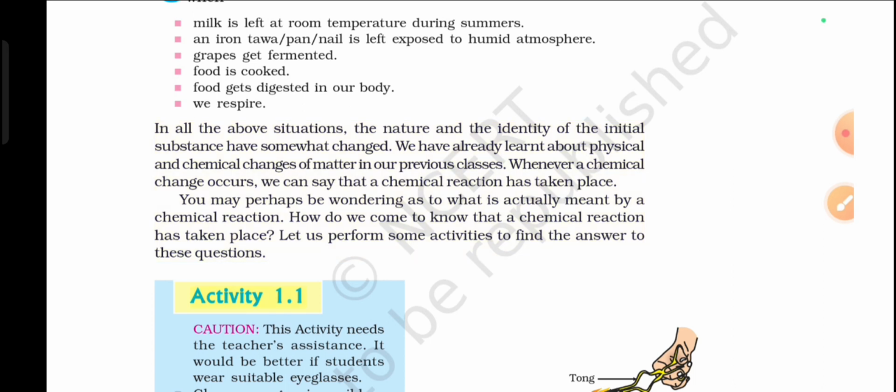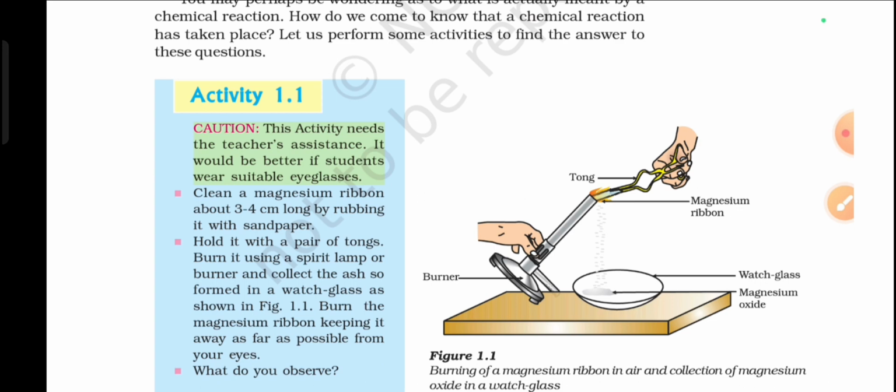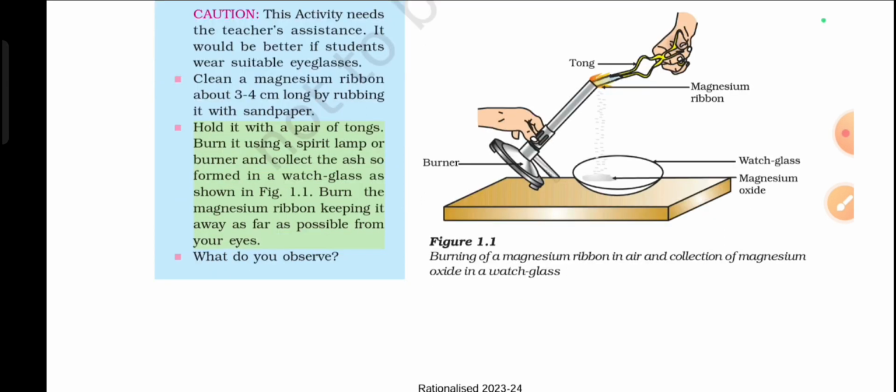Activity 1.1. Caution: this activity needs the teacher's assistance. It would be better if students wear suitable eyeglasses. Clean a magnesium ribbon about 3 to 4 cm long by rubbing it with sandpaper. Hold it with a pair of tongs. Burn it using a spirit lamp or burner and collect the ash so formed in a watch glass, as shown in Fig. 1.1. Burn the magnesium ribbon, keeping it away as far as possible from your eyes. What do you observe? Figure 1.1. Burning of a magnesium ribbon in air and collection of magnesium oxide in a watch glass.